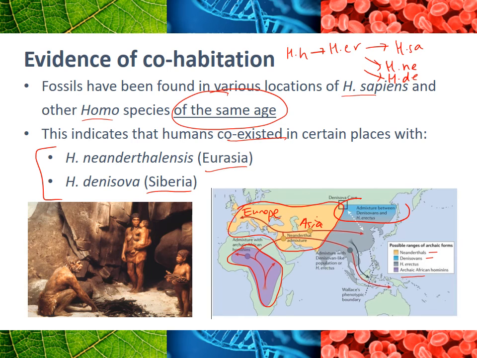Denisovans were found up here, which is kind of between Russia and Asia, and that's what's called Siberia. Human and Denisovan fossils have been found in that area. Denisovans were very recently discovered, and there's not that much evidence of them yet. But this could well change in the next few years. We might find way more information. Okay, we know they lived in the same place at the same time.